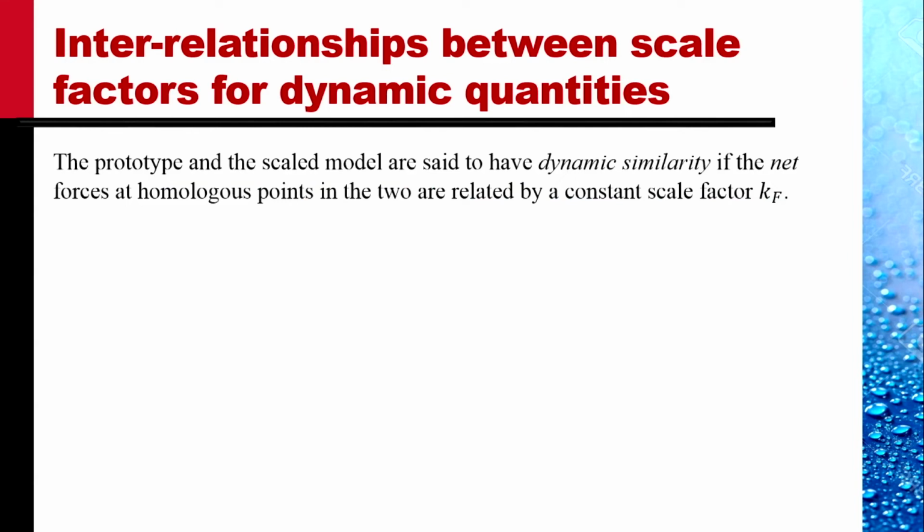Now let's come to dynamic similarity, or the interrelationship between scale factors for dynamic quantities. The prototype and the scale model are said to have dynamic similarity if the net forces at homologous points in the two are related by a constant scale factor Kf. F for force, so Kf is a scale factor for force.